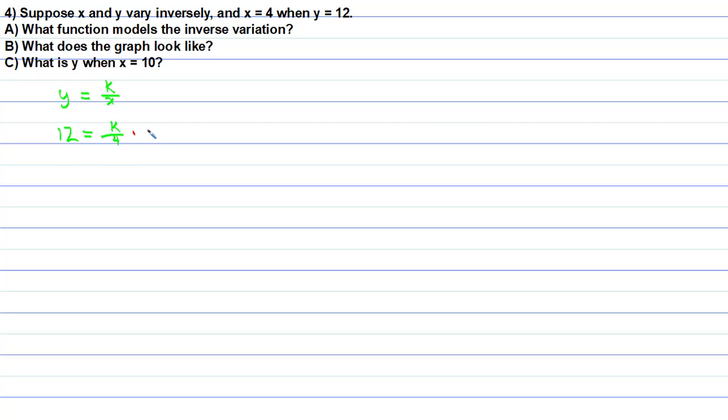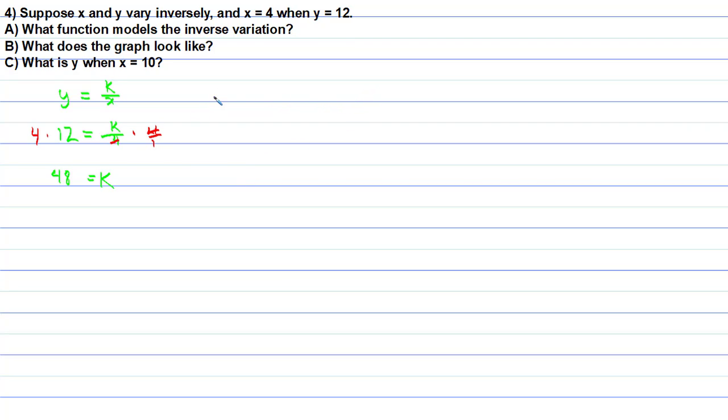Well, multiply both sides by my LCM, which is 4 over 1. And so I'm multiplying both sides by 4. On this side, the 4's cancel out. And 4 times 12 is 48. And that is my k.